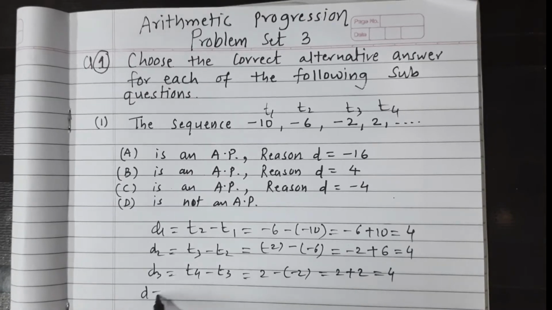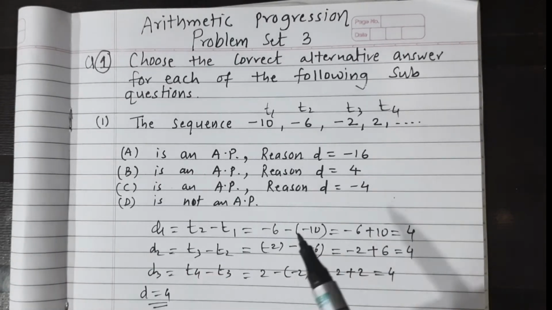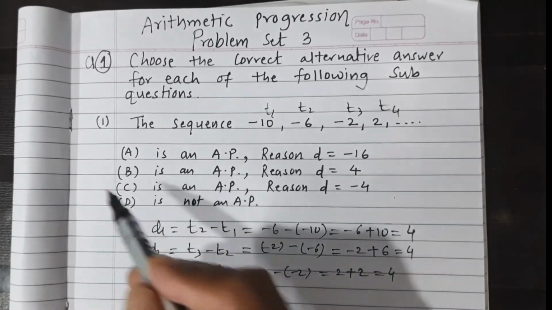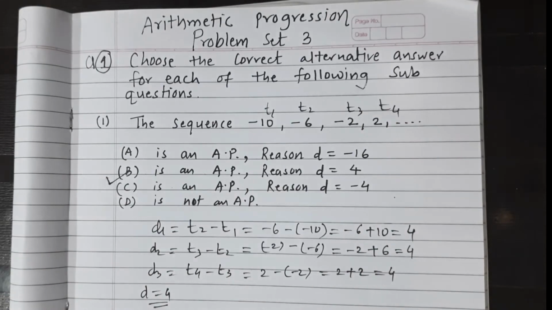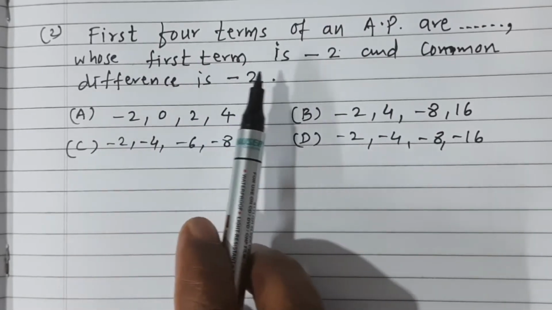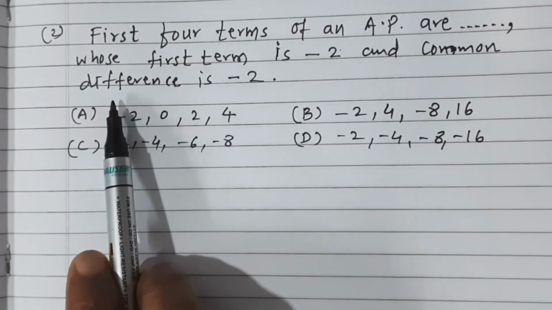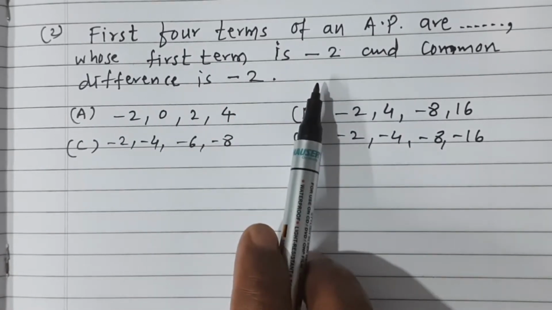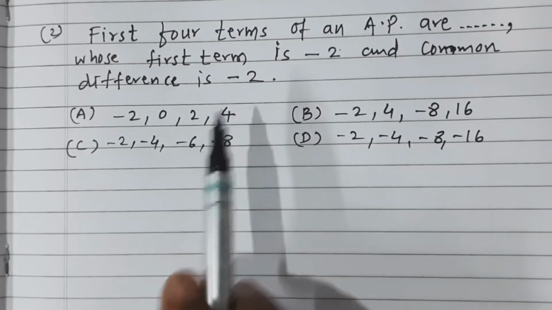So here D is equal to 4, which is constant. So the correct option of the first example is B. It is an AP for D is equal to 4. Second example. We have to find the first 4 terms of an AP whose first term is -2 and common difference is also -2.